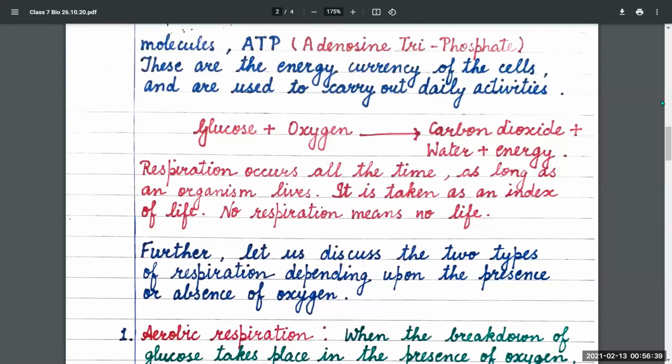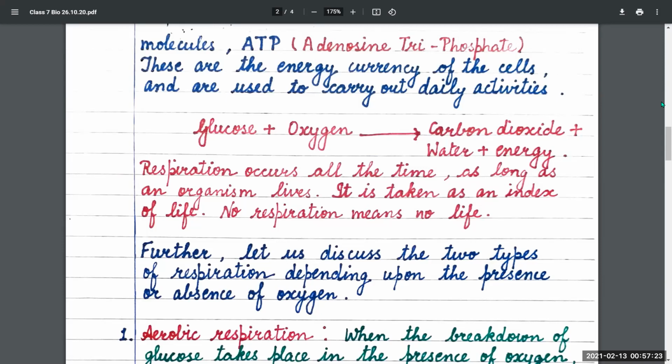Children, energy is released in the form of energy molecules, that is ATP, adenosine triphosphate. These are the energy currency of the cells and are used to carry out daily activities. Glucose, in the presence of oxygen, changes to carbon dioxide and water, and energy is given.